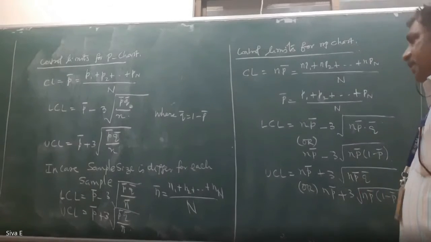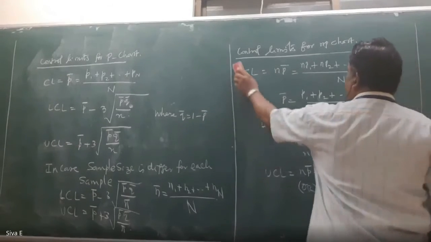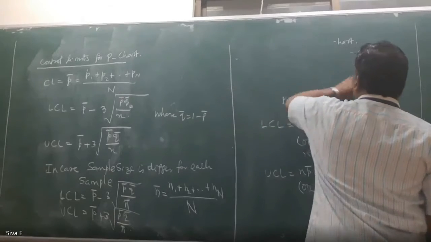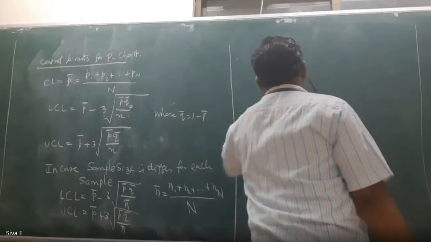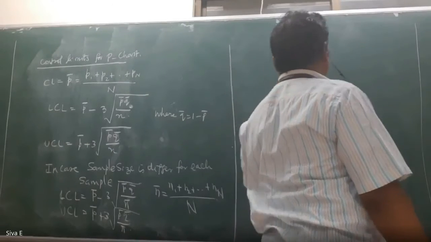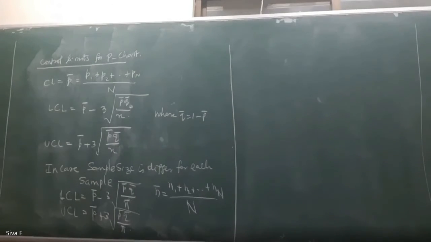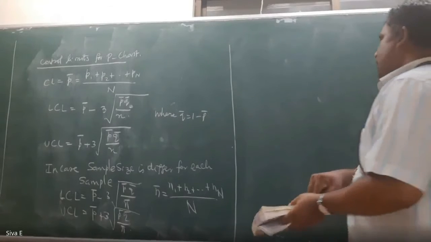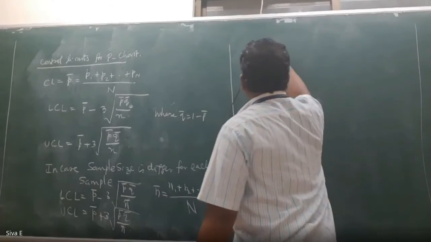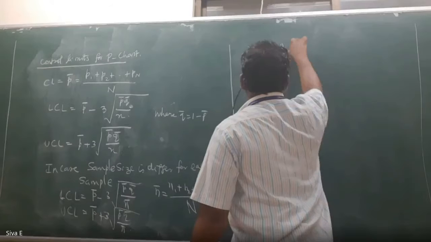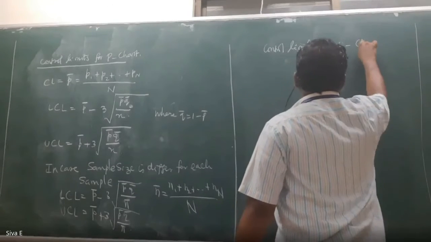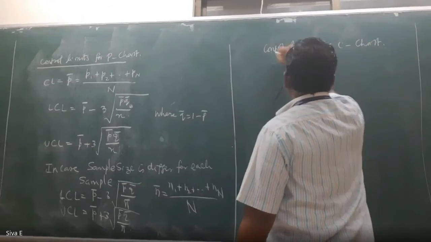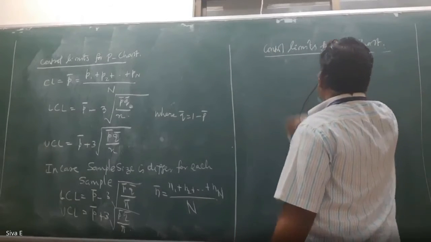In case sample size is not there, and only the number of defectives per unit is given, then there is no other way. We have to go for the C chart. Control limits for C chart.